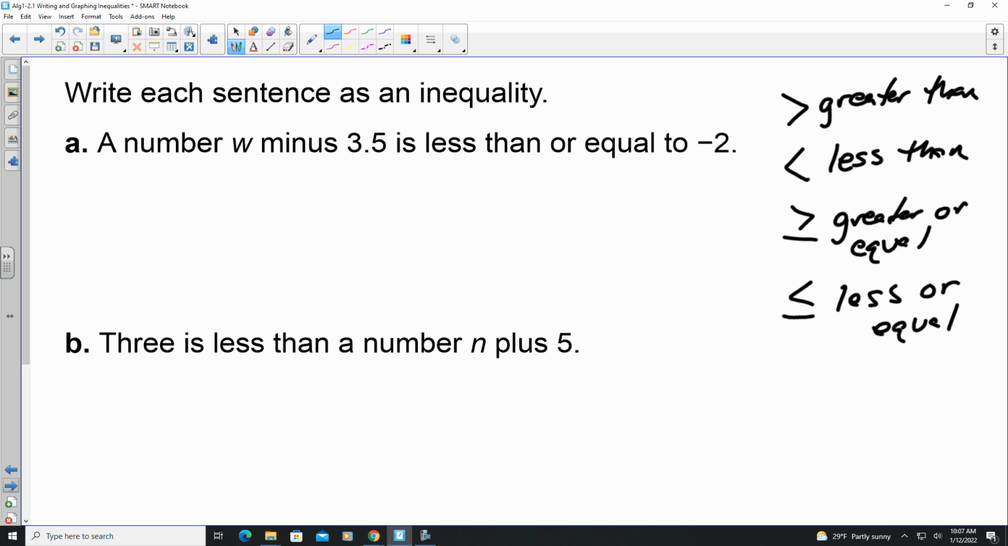So looking at this particular passage, it has less than or equal to. So we are going to use the less than or equal to symbol to represent that sentence. Here we have W, which is our variable, minus 3.5, which is going to be less than or equal to -2. So that is how we would represent that sentence.